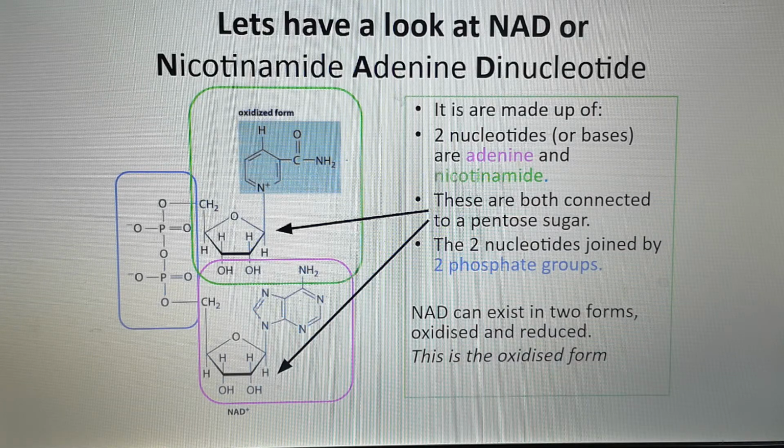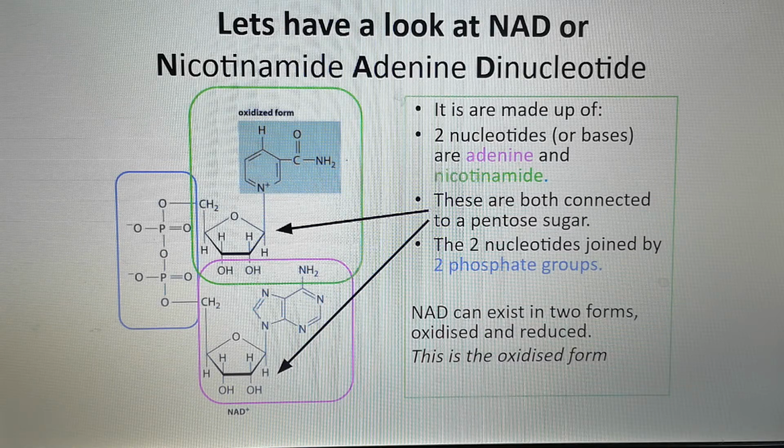Okay, it's made up of nucleotide, pentose sugar, and phosphate molecules. Does that sound familiar? So it fits in with this group of molecules that includes ADP, ATP, DNA, RNA. So it fits in with that group, a little bit different. It's got two nucleotides, two bases, adenine, which we've heard of before, and nicotinamide.